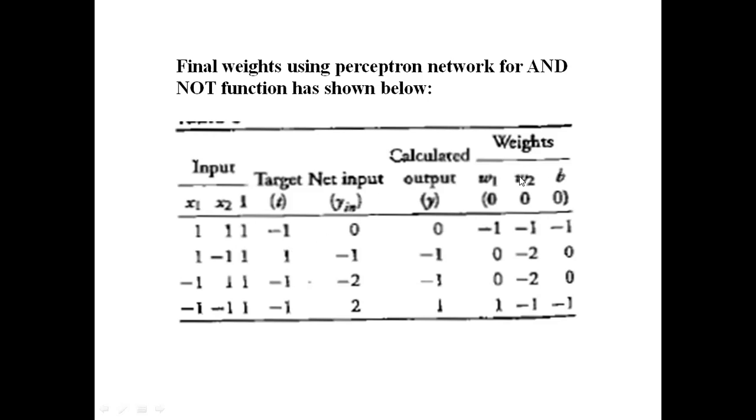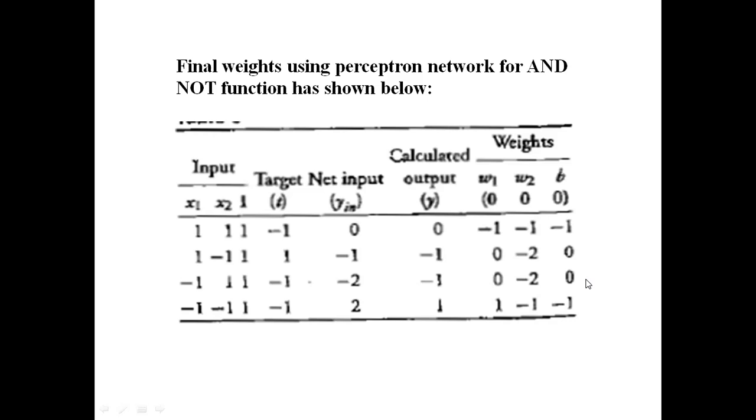Next, we put the values of w1, w2, and b. Initially, w1, w2, and b are 0, and then at each and every stage, we calculate the new values of w1, w2, and b. After giving the first input pattern, we get w1, w2, and b as -1, -1, -2. In the second part, that is 0, -2, 0. In the third part, no change, so it will be 0, -2, 0.